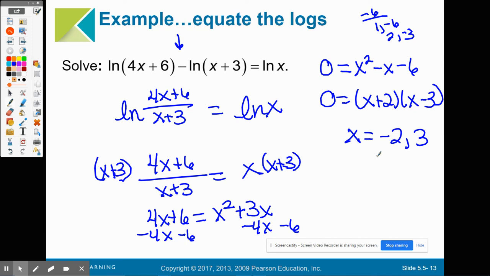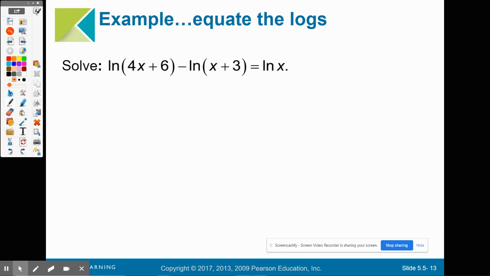Are these answers okay? Well, this is the easiest one to check here. Can you have the natural log of -2? Nope. Can you have 3? Maybe. Let's see if that works, and you would plug it in. 4 times 3 is 12. 12 plus 6 is 18. The natural log of 18 minus the natural log of 6. Does that equal the natural log of 3? Well, it should, because 18 divided by 6 is 3, and you can check it with your calculator as well.